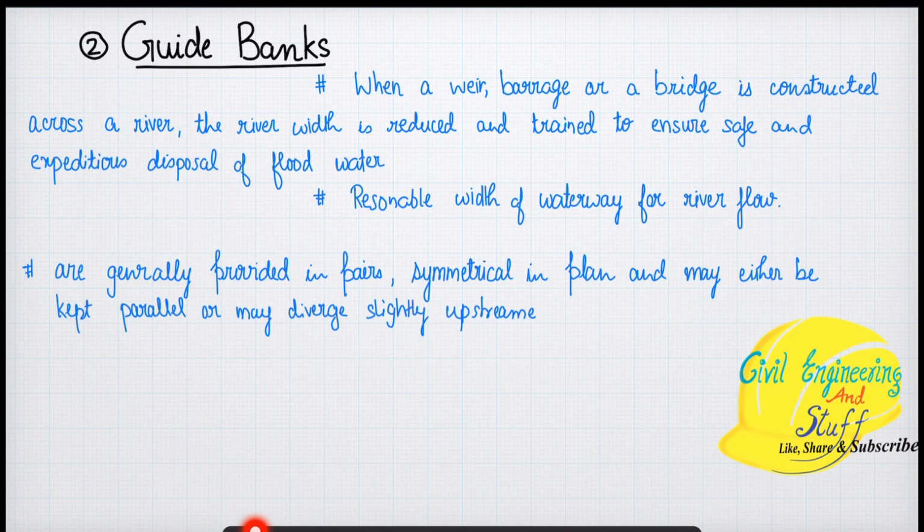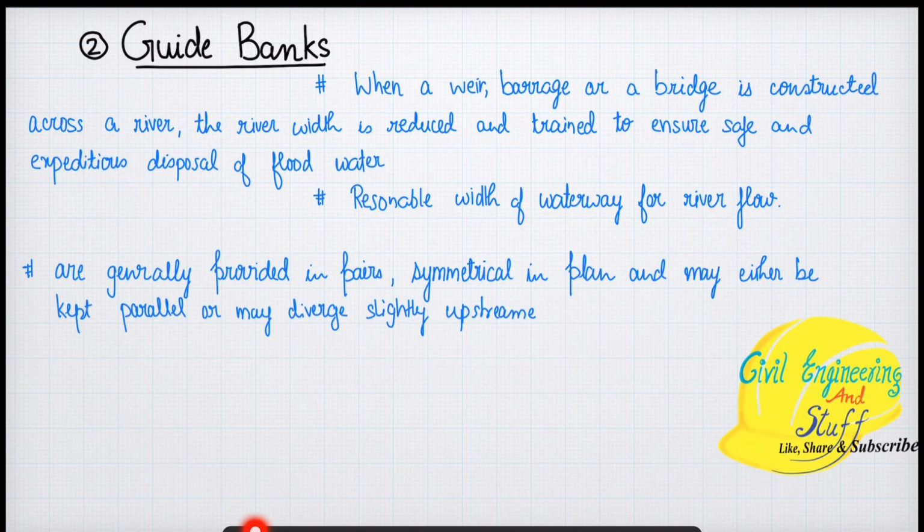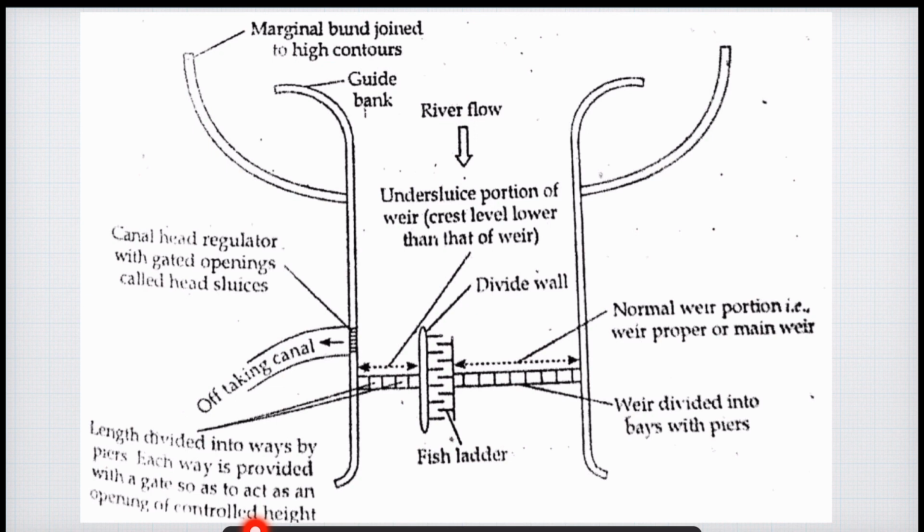These are generally provided in pairs, as you can see in the image here. These are symmetrical in nature. Both have the same dimension, are normally constructed from the same material, and may either be kept parallel or may diverge slightly upstream. Depending upon the scenario, if the river flow is very high, they can be constructed like this, but generally they are constructed in a parallel way. Okay, so these are your guide banks.